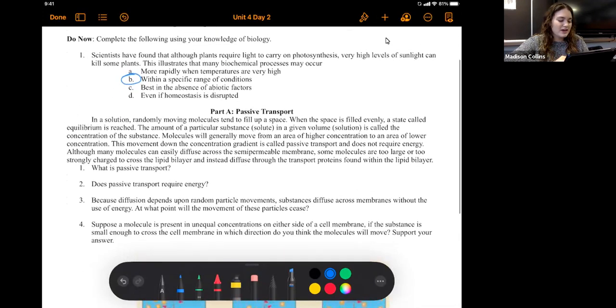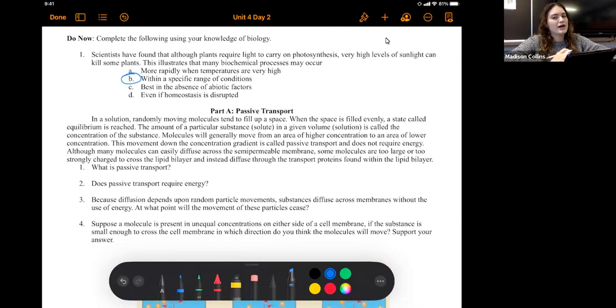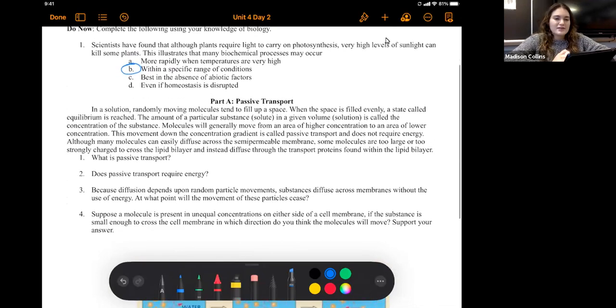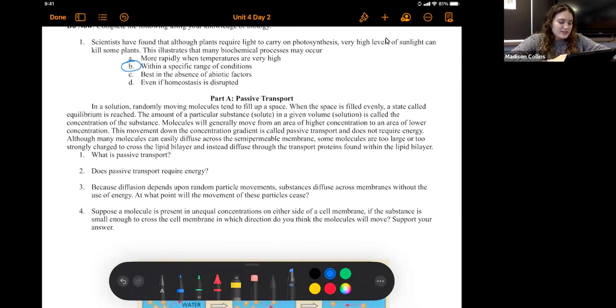All right, so today we're going to be talking about something called passive transport. So I'm going to read through this passage and then we're going to answer questions 1 through 4 together. All right, so read along with me. Here we go. In a solution, randomly moving molecules tend to fill up a space. When the space is filled evenly, a state called equilibrium is reached. I would underline that if I were you.